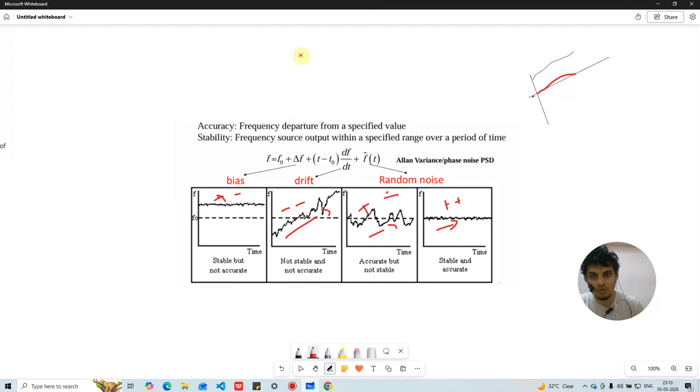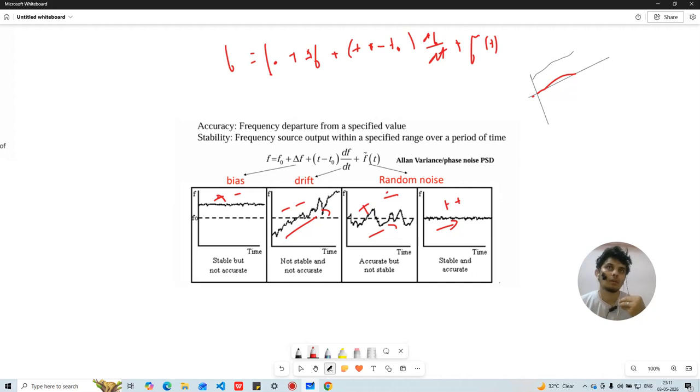Okay, so let me write down the formula. F equal to f naught plus delta f plus t minus t naught, df by dt, plus f star t. Okay, now clock bias, how does it relate to accuracy?